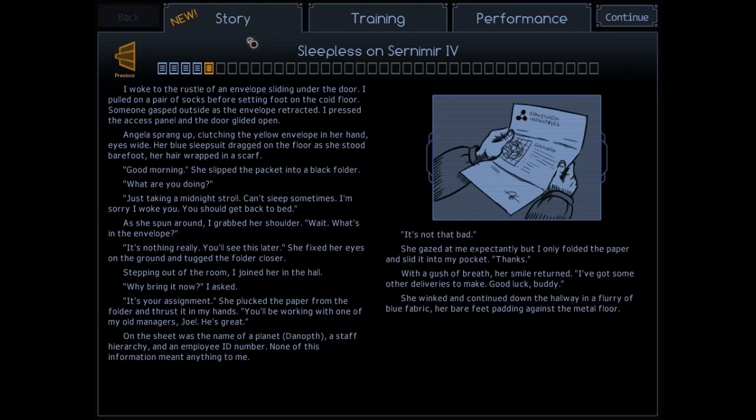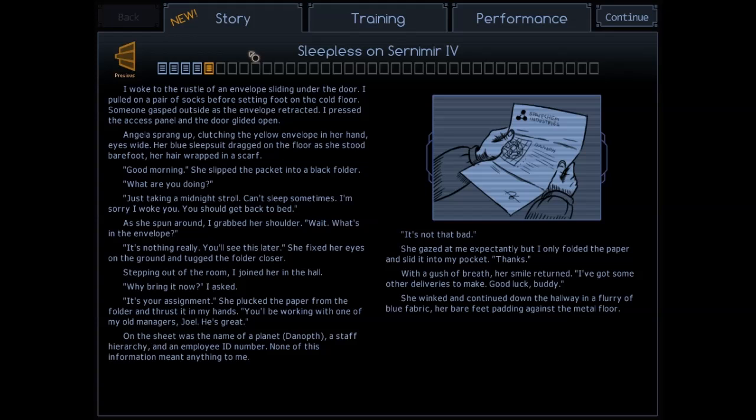I woke to the rustle of an envelope sliding under the door. I pulled on a pair of socks before setting foot on the cold floor. Someone gasped outside as the envelope retracted. I pressed the access panel and the door glided open. Angela sprang up, clutching the yellow envelope in her hand. Eyes wide, her blue sweatsuit dragged on the floor as she stood barefoot, her hair wrapped in the scarf.